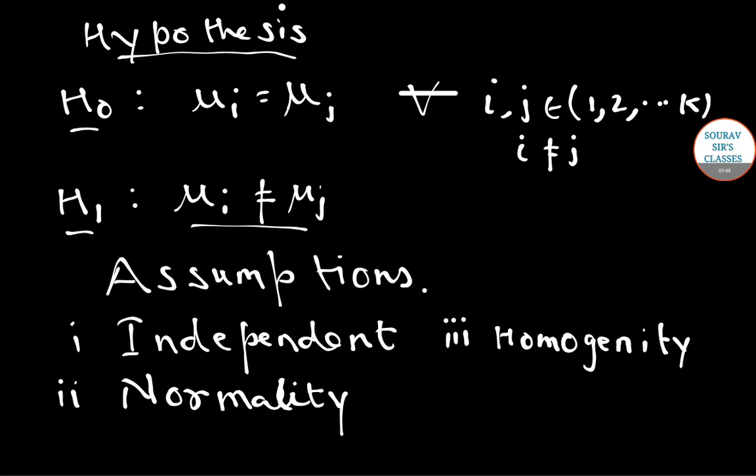There are three assumptions associated with one-way ANOVA. The first is the assumption of independence, that is, the samples are drawn from a population which is random and independent. The second is the assumption of normality, that is, the distributions of the populations from which the samples are selected are normal. And the third is the assumption of homogeneity, that is, the variances of the distributions in the populations are equal.